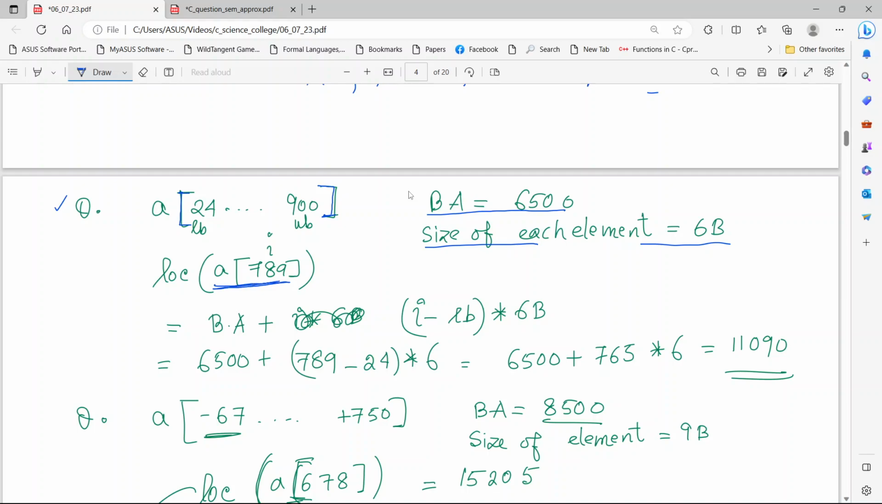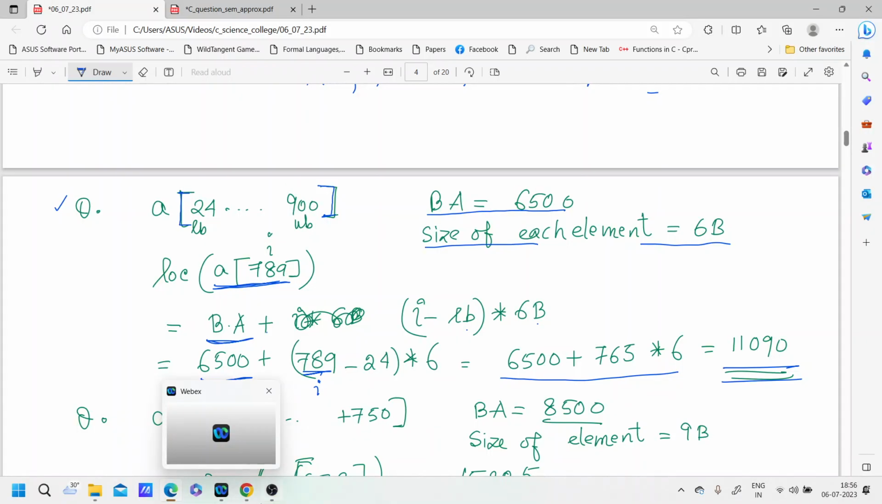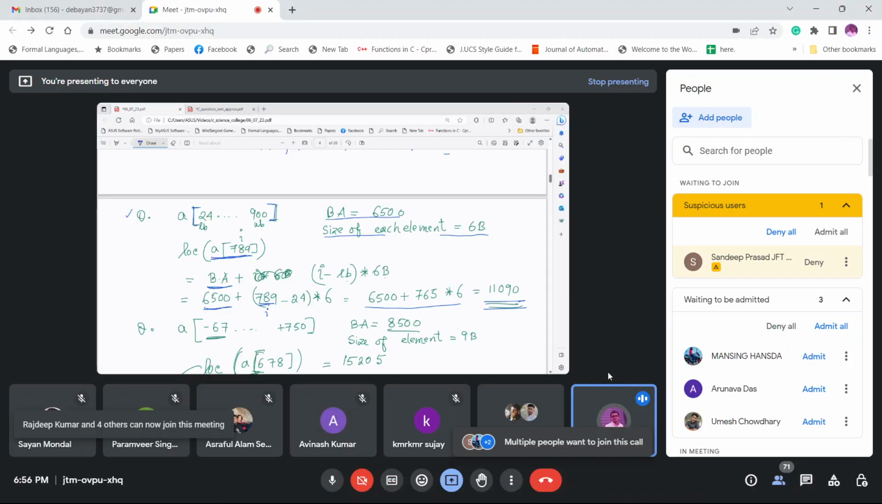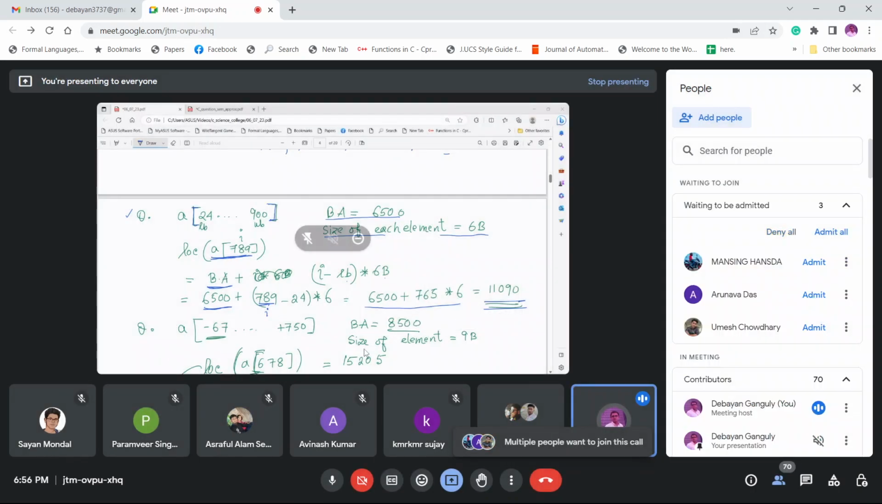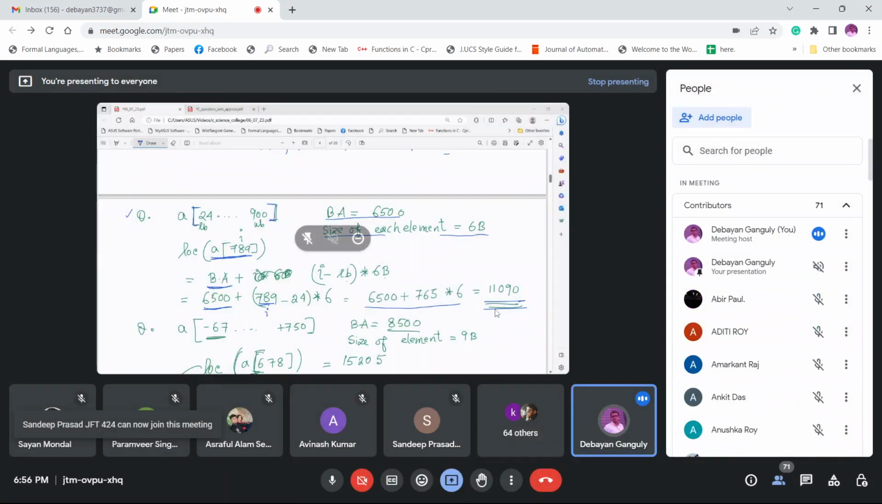So what is the formula? This is the base address plus the location number I minus the lower bound, multiplied by the size of each element, right? So 6500 is the base address. This is the ith value, minus 24 is the lower bound, multiplied by 6. If you do that, the answer is 11,090. That is the way by which you can solve the problem, right?